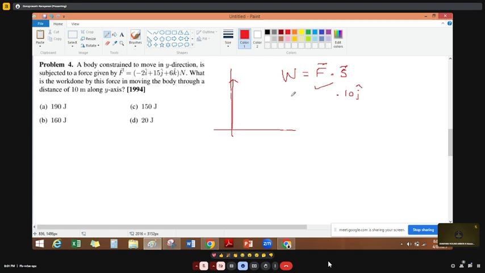So the answer must be 150 joules, sir. 15j plus 6k. When you take the dot product, you will get this multiplied by this. So 150, yeah, you are right. So 150 joules, very good.